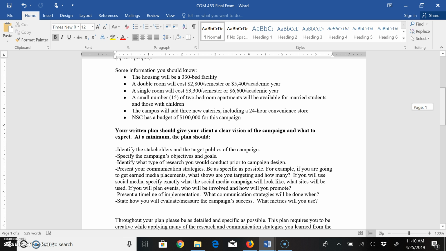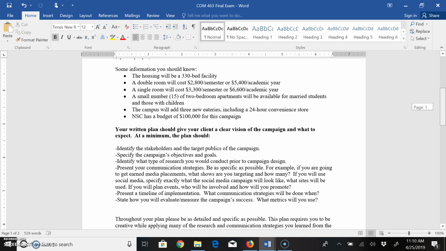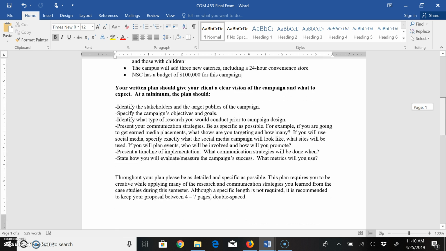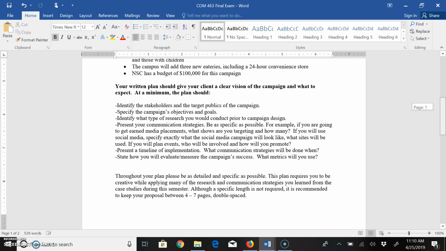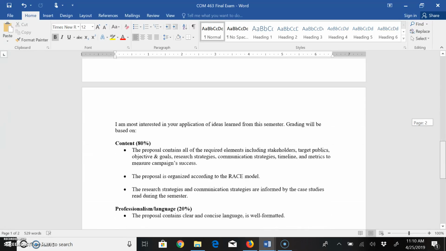And then state how you will evaluate and measure the campaign's success. What metrics will you use? So throughout your plan, please be as specific and detailed as possible. This plan requires you to be creative while applying many of the research and communication strategies you learned from the case studies during the semester. Although a specific length is not required, it is recommended to keep your proposal between 4 to 7 pages double-spaced.